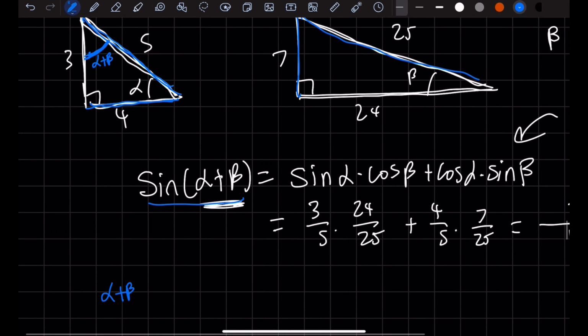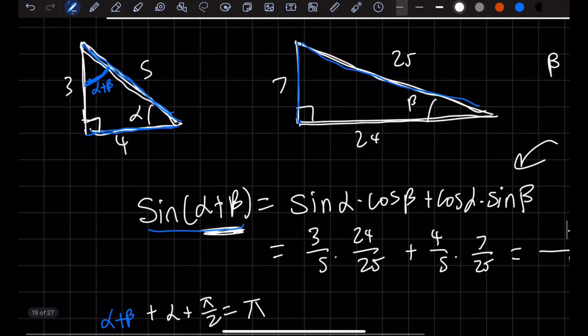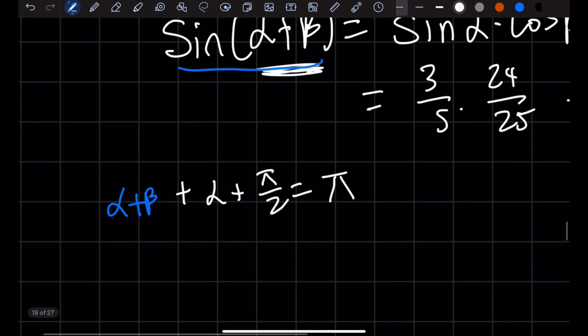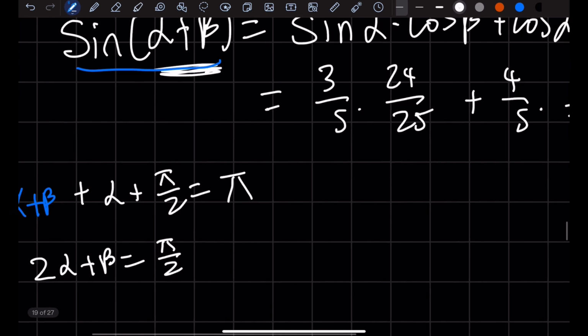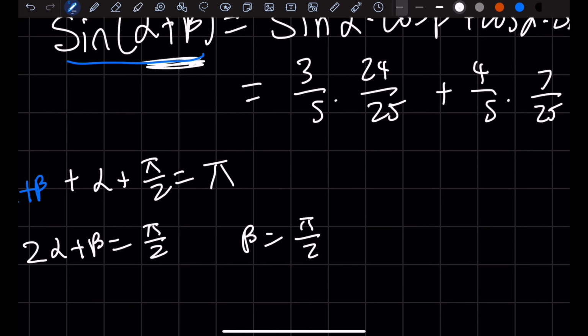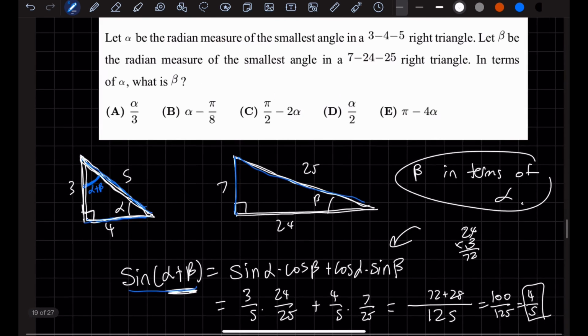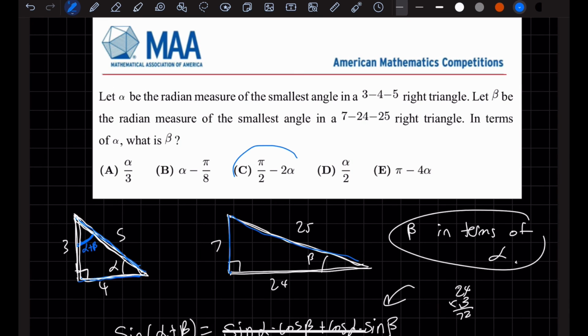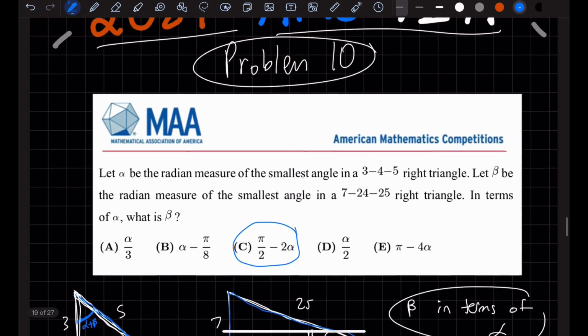Alpha plus beta plus alpha plus this right angle, pi over 2, equals 180 degrees, or the total degrees in the triangle is 180, which would be pi in radians. So this would be 2 alpha plus beta equals pi over 2. Since we want beta in terms of alpha, beta equals pi over 2 minus 2 alpha. Pi over 2 minus 2 alpha would be answer choice C right here. And we're done with question 10.